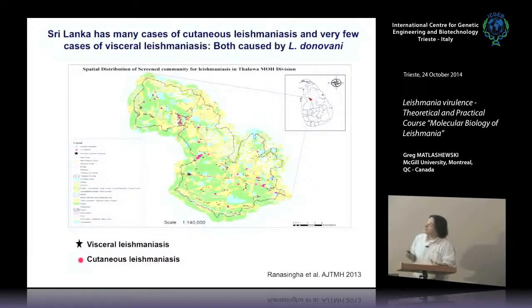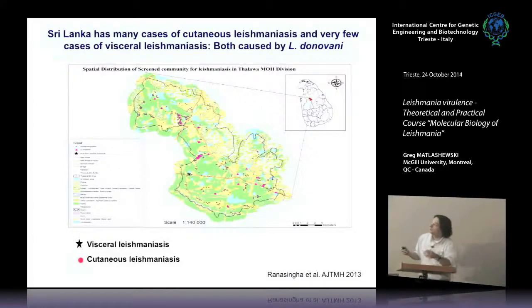The other thing that's interesting, so this is a part of Sri Lanka that had Leishmania donovani causing cutaneous leishmaniasis. And that was all of these red dots here. This is where somebody was living. They had a cutaneous leishmaniasis. And there are, in fact, thousands of cases of cutaneous leishmaniasis in Sri Lanka, all caused by donovani. But in the midst of all these people, there was one person here who had visceral leishmaniasis. So even though you have a lot of cutaneous leishmaniasis, there was one with visceral leishmaniasis.